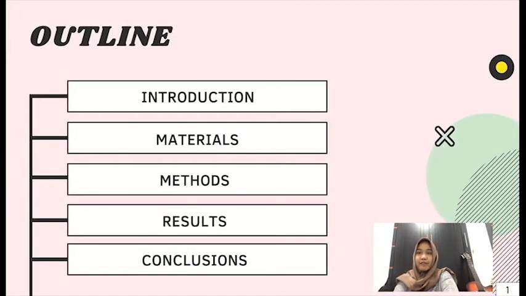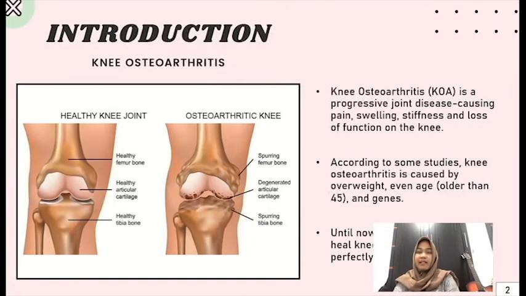This is my outline for today. First is introduction, materials, methods, results, and conclusions. Let's begin with the introduction.